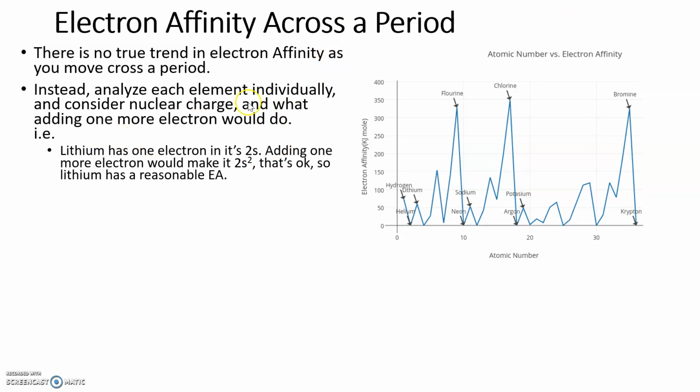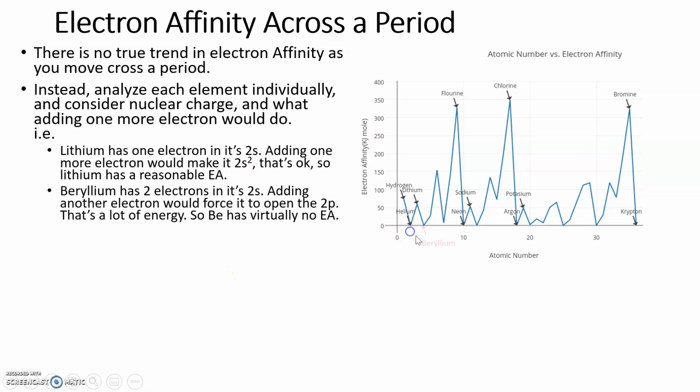Let's start off by taking a look at lithium. Here is lithium right here. So lithium currently has one electron in its 2s orbital. When you add one more electron, again, that's what electron affinity is, we're adding another electron, you go from 2s1 to 2s2. And that's okay. Lithium has a reasonable EA, kind of wants an electron. It's okay to add an electron because you're only going from 2s1 to 2s2.